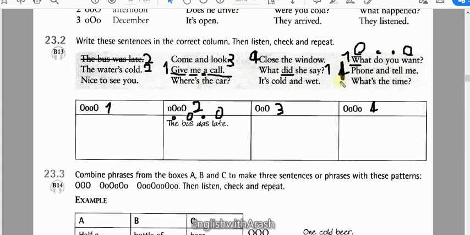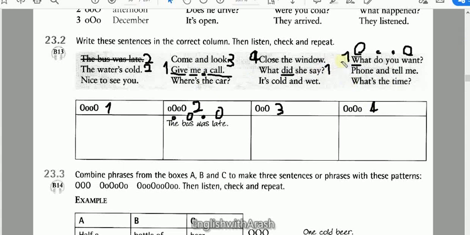Phone and call me. مثلا من میتونستم بگم phone and call me or tell me. خب معلومه دیگه tell me دیگه. وقتی میگم phone یعنی زنگ میزنم به من دیگه. Phone and tell me. Good. So that is 4. Let's go to the next one.